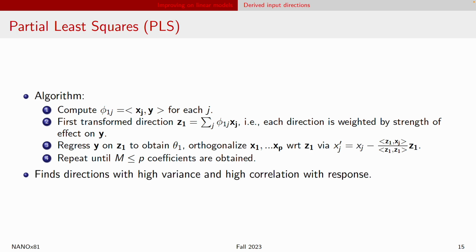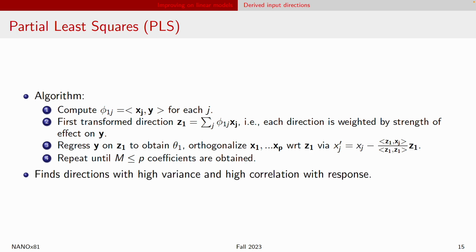So what you will do is compute the inner product of each of your feature vectors with your actual target. In other words, you take the dot product of each of your features with your target vector, and you create a first transform direction by taking these inner product coefficients and summing across all your input features.